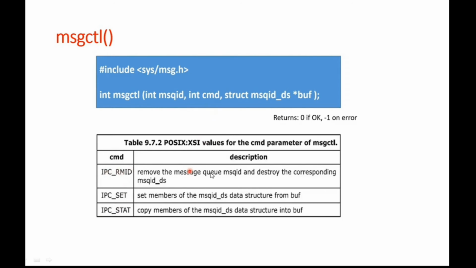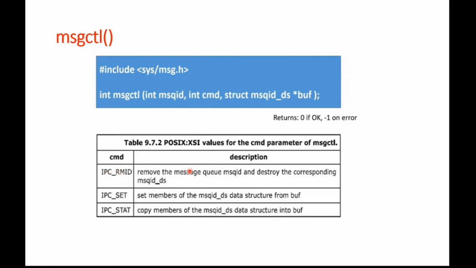Then what is command here? So for command, you can pass three types of value. The first one is IPC_RMID, which is going to remove the message queue MSQ ID and destroy the corresponding message queue ID from the data structure. Okay, you are just removing.